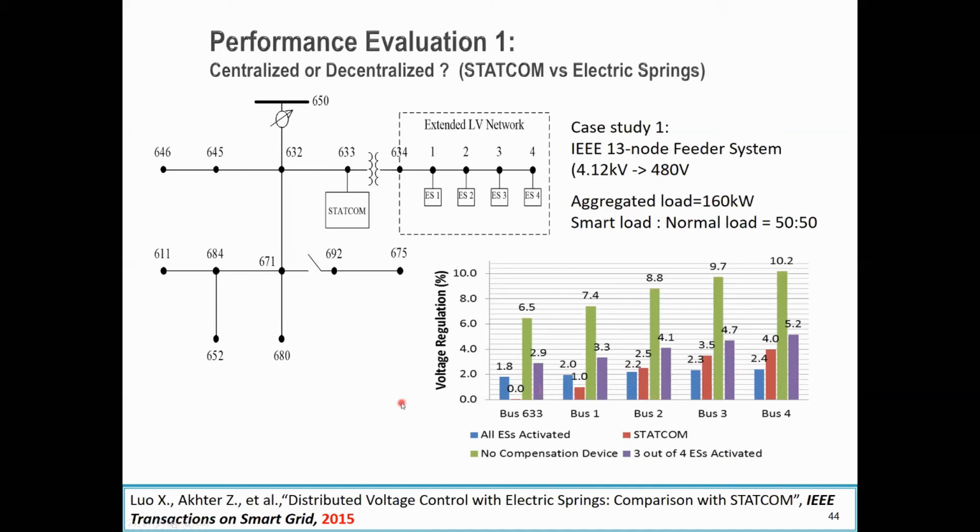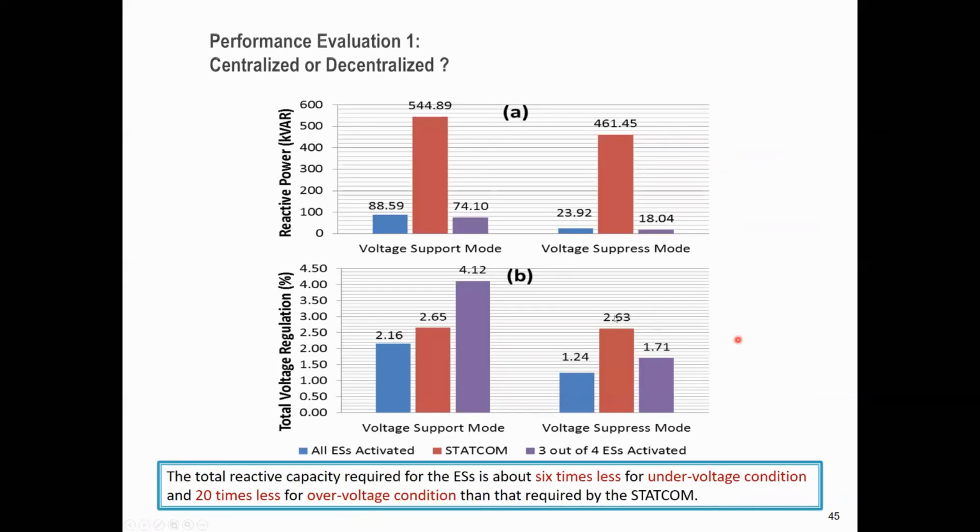Okay, so this means that if I have a STATCOM and if it fails, the red results will turn back into the green results, just like without any regulation. But for the electric spring, if all of them are working together, we have very good voltage regulation. But even if some of them fail, we still achieve some degree of voltage regulation.